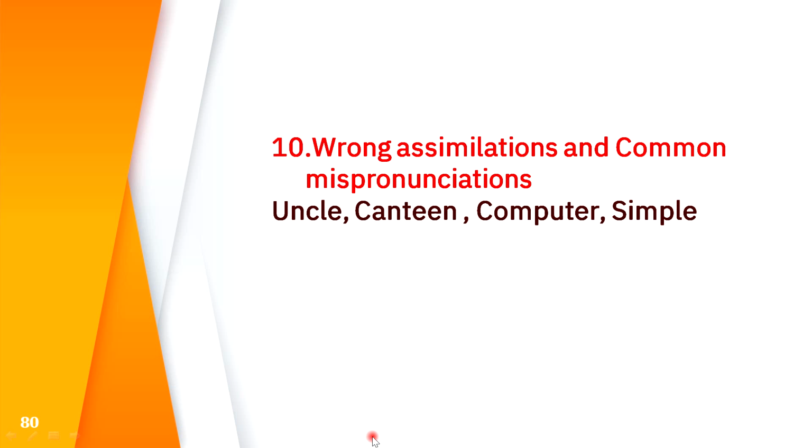There are some common mispronunciations from the part of Malayali speakers, maybe due to wrong assimilation. For example, the word uncle is pronounced as ungle. The word canteen is mispronounced. The p sound in computer and simple is replaced by the sound b: computer, symbol.